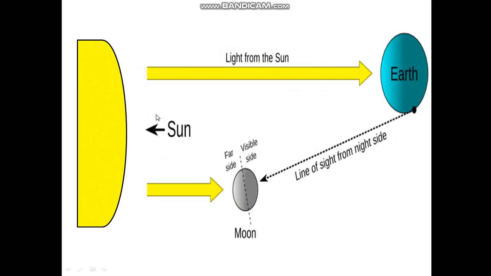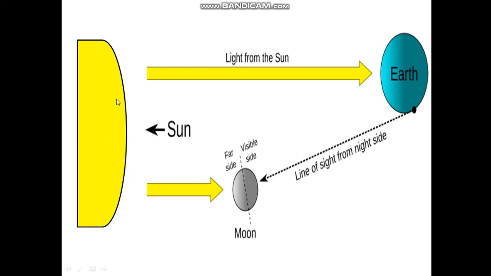Now we will see how the moon shines because of the sun. This is the sun, and we know that the moon is the brightest object in the night sky. Means at night the moon is the only thing which seems to be shining. The moon has no light of its own. It shines because it reflects the sun's light.